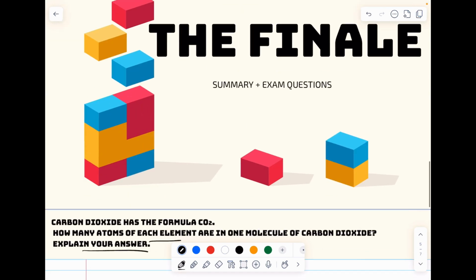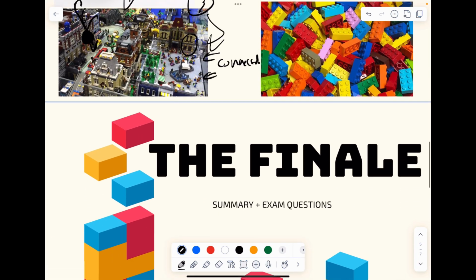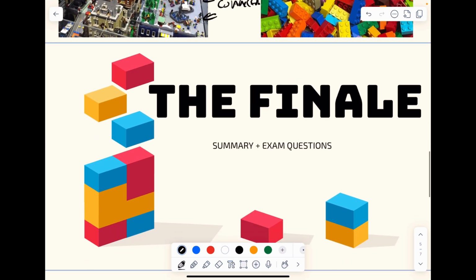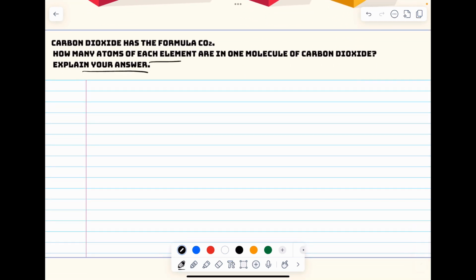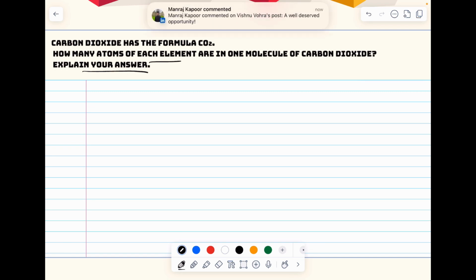So finale, summary: I just summarized it here with the picture. Compound. And then the exam question. Carbon dioxide has the formula CO2. How many atoms of each element are there in one molecule of CO2? Explain your answer.